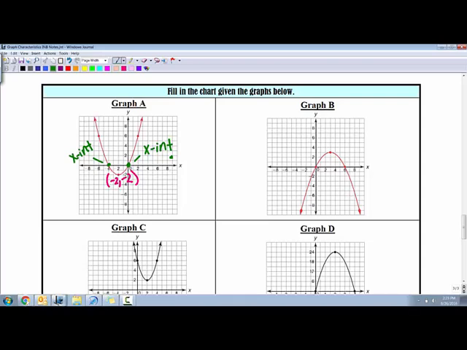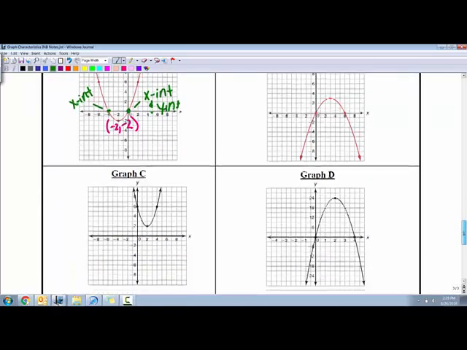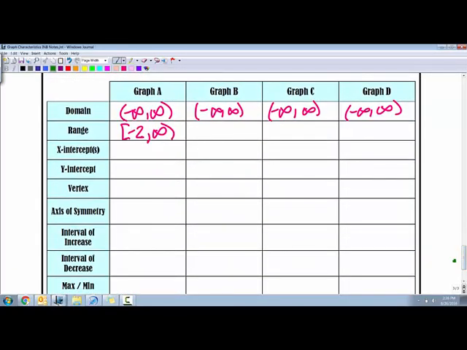For a prize, does anyone know what else (0, 0) is? It is the y-intercept. You got it. Very good. Remember, look, it's crossing both the x-axis and the y-axis, so it's the x-intercept and the y-intercept. So we can go ahead and write that down. I have (0, 0) for the x and the y, because we just established that. And then we had (-4, 0).